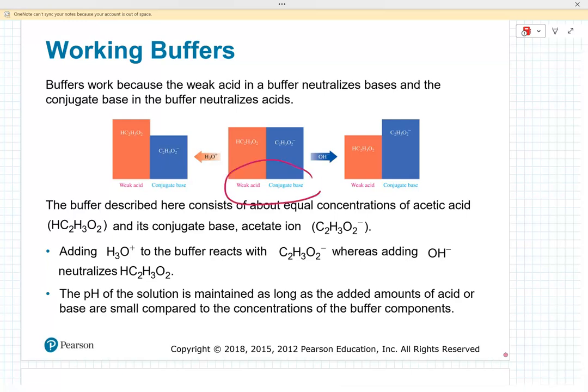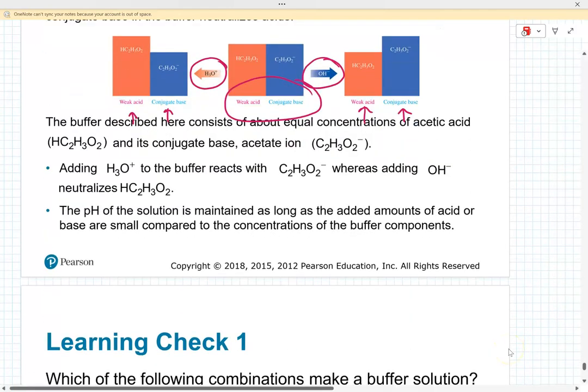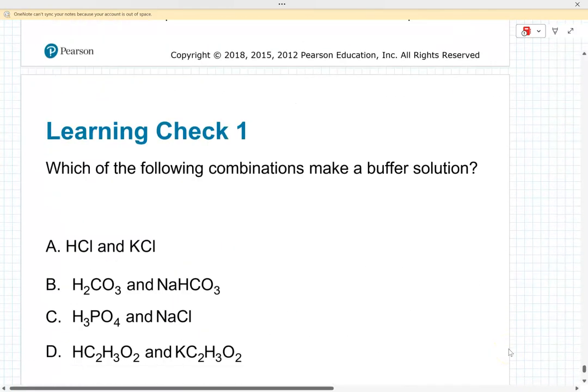If this buffered solution receives a dose of acid, it depletes a little bit of the conjugate base and increases the weak acid concentration. If it receives a dose of a base, it depletes weak acid and increases the amount of conjugate base. Before we move on, does that make sense?